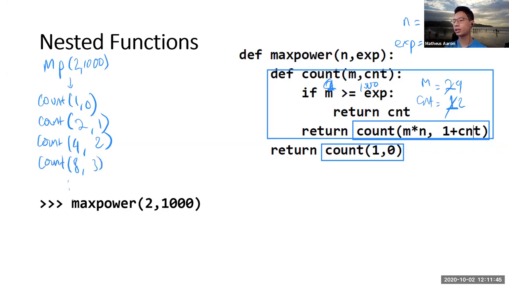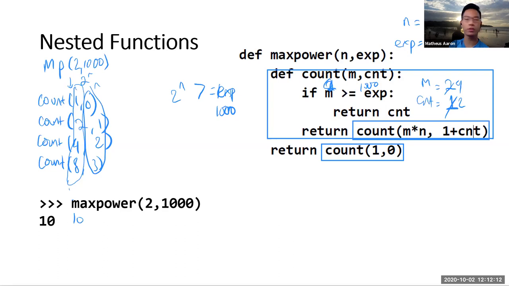And if you can see, the pattern here is that the first part over here is just 2 to the power of n, and here is the actual n. It tries to get to a point where 2 to the power of n is greater than or equal to the exp of 1000. So in this case, the answer is 10. What is fun here is that the variables n and exp can actually be used inside the enclosed function, the nested function here. That's the one unique part.